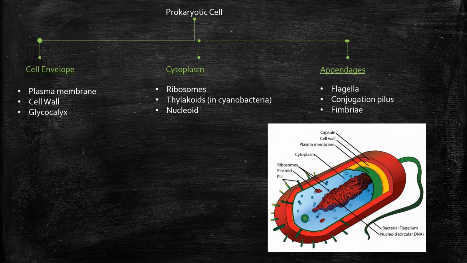The cytoplasm, of course, contains ribosomes, because we know that every living thing contains ribosomes. Thylakoids, which are specific to cyanobacteria, and then a nucleoid. And that nucleoid is basically a concentrated area of DNA. Remember, it doesn't have a proper nucleus. And then the third category is the appendages. It can have a flagella, a conjugation pilus, or fimbriae.